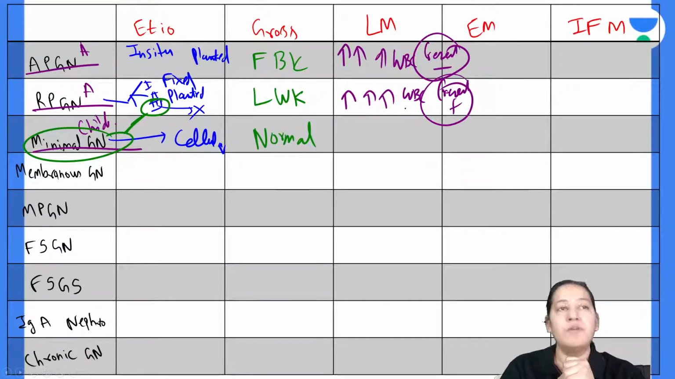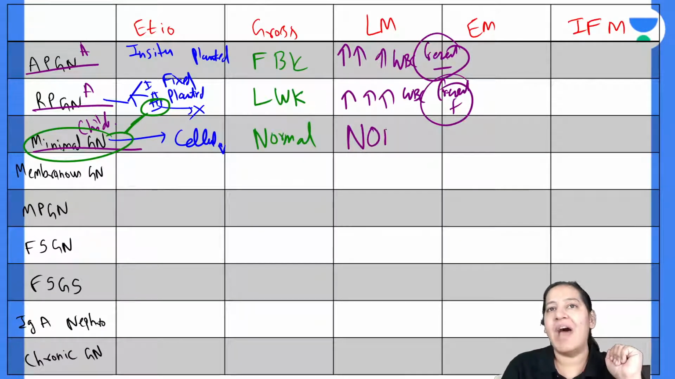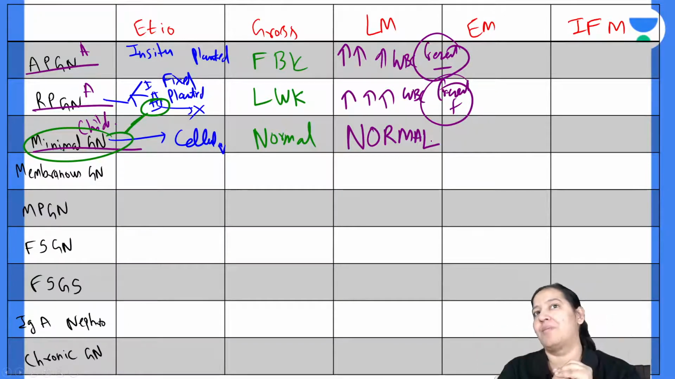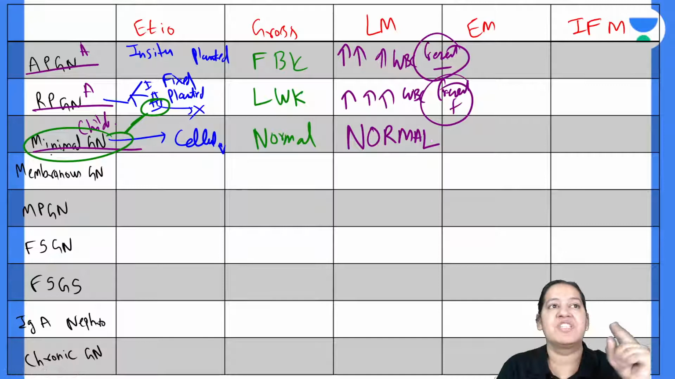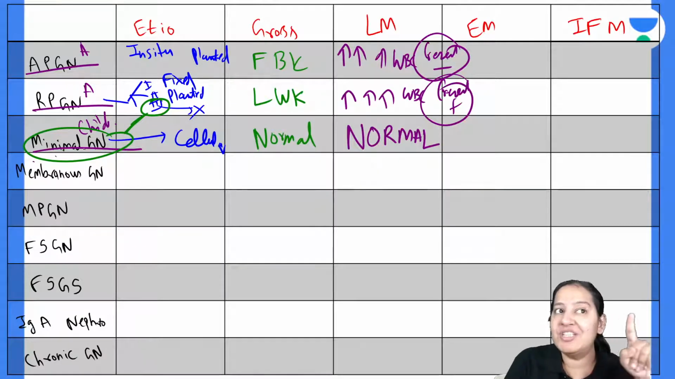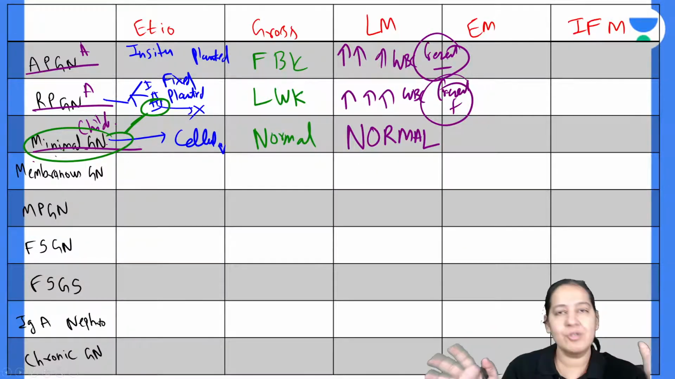But what about light microscopy of minimal change disease? Write down it is normal. Please, in bold letters, write down it is normal. That's why it is known as minimal change. The name is derived from this only. Minimal change means no change. On light microscopy, there is no change.